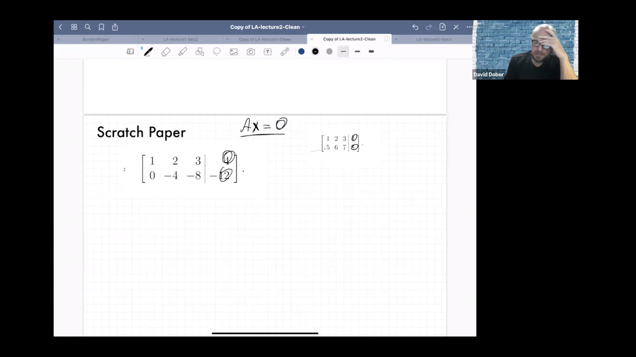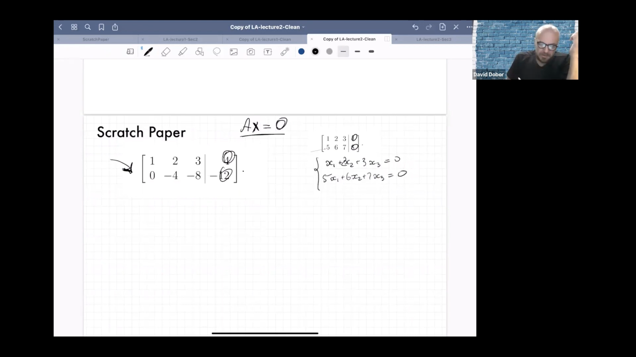So this first equation tells me that I'm solving x1 plus x2 plus 3x3 equals 0. And the second tells me that I have 5x1 plus 6x2 plus 7x3 equals 0. This is my original system of equations that was given to me. Then I carried out this Gaussian elimination by subtracting 5 times row 1 from row 2, and I ended up with this system of equations.